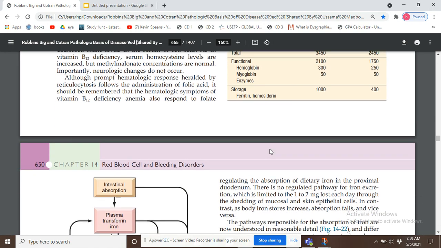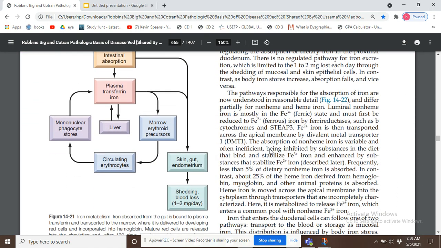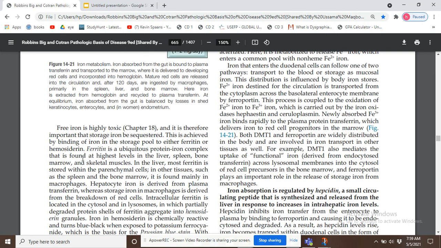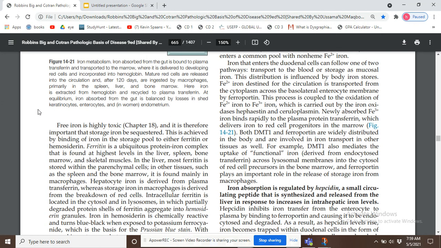Okay, moving forward, free iron is highly toxic, and it is therefore important that storage iron be sequestered. This is achieved by binding of iron in the storage pool to either ferritin or hemosiderin.